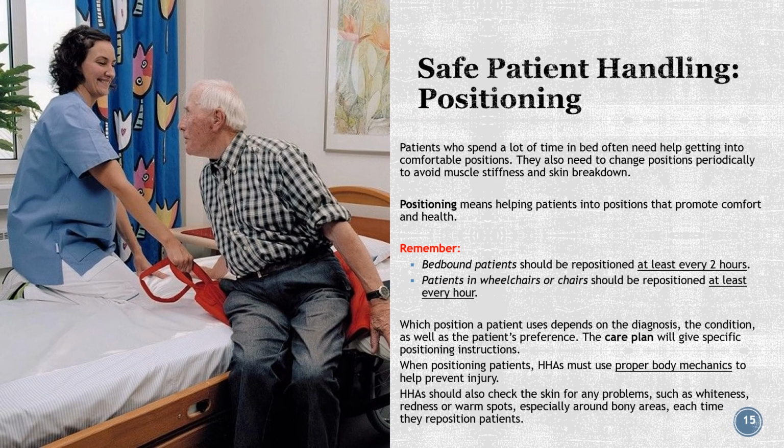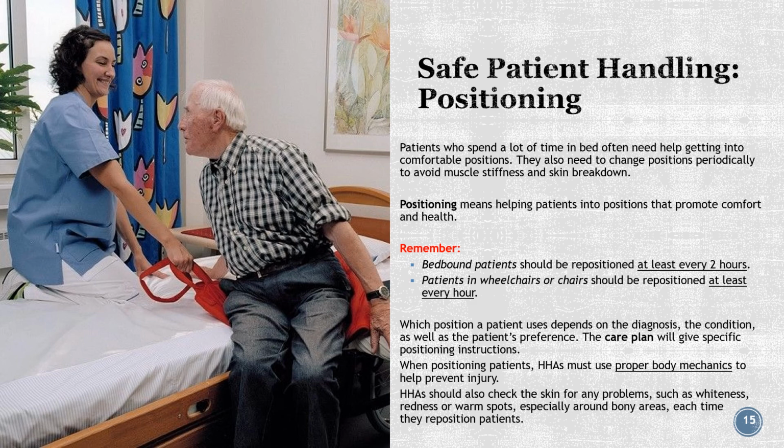Safe patient handling, positioning. Patients who spend a lot of time in bed often need help getting into comfortable positions. They also need to change positions periodically to avoid muscle stiffness and skin breakdown. Positioning means helping patients into positions that promote comfort and health. Remember, bed-bound patients should be repositioned at least every 2 hours. Patients in wheelchairs or chairs should be repositioned at least every hour. Which position a patient uses depends on the diagnosis, the condition, as well as the patient's preference. The care plan will give specific positioning instructions.